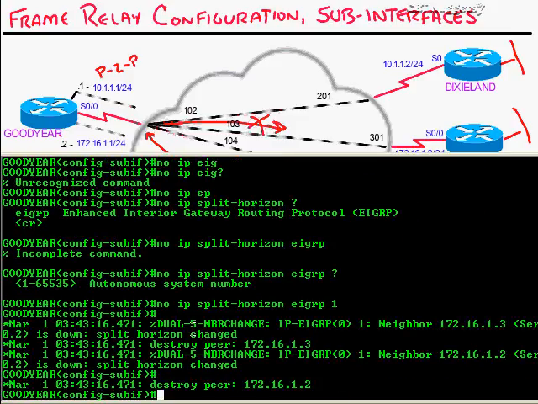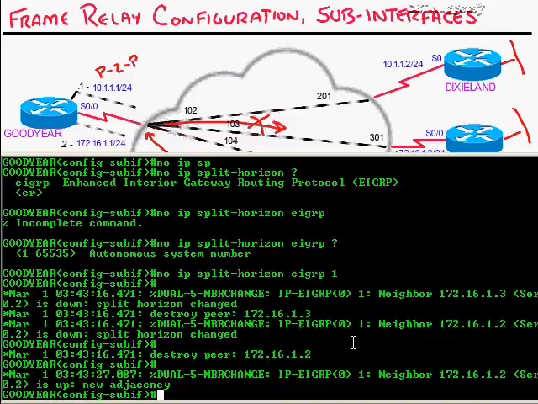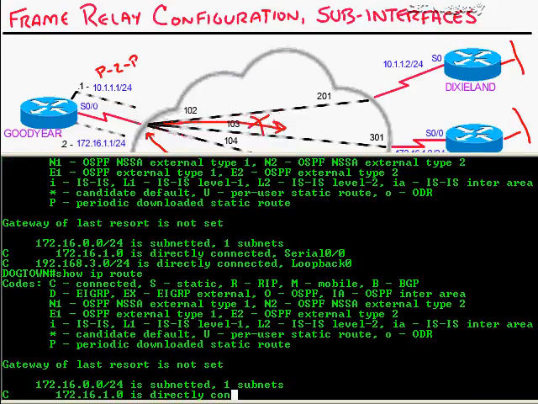You notice instantly split horizon has changed. It's destroyed and rebuilt its peers because now I've completely disabled split horizon, and now Dogtown should know about that Cactus network. There's only one way to find out. Show IP route, and oh, it's still rebuilding its EIGRP neighbor relationship right now, so it's still taking a moment to replicate those over, but give it a second, and we should start learning about those networks.